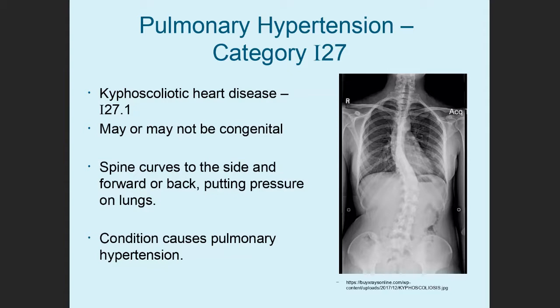Kyphoscoliotic heart disease is I-27.1. You can see here the spinal curvature. Spine curves to the right and forward or back, which puts pressure on the lungs, which can end up in pulmonary hypertension.